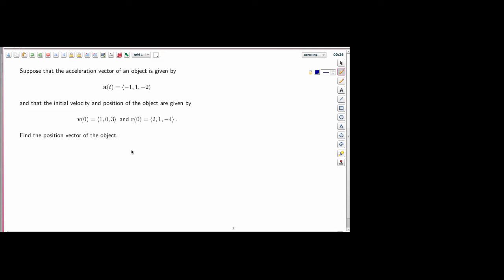In this lesson, we're going to continue our study of integrals of vector functions. In this problem, I've given you the acceleration vector of an object in motion, and I tell you the initial velocity and position, or the velocity and position at time 0, and I ask you to find the position vector of the object. So I want us to find the vector r(t) that describes the position of the object at time t.